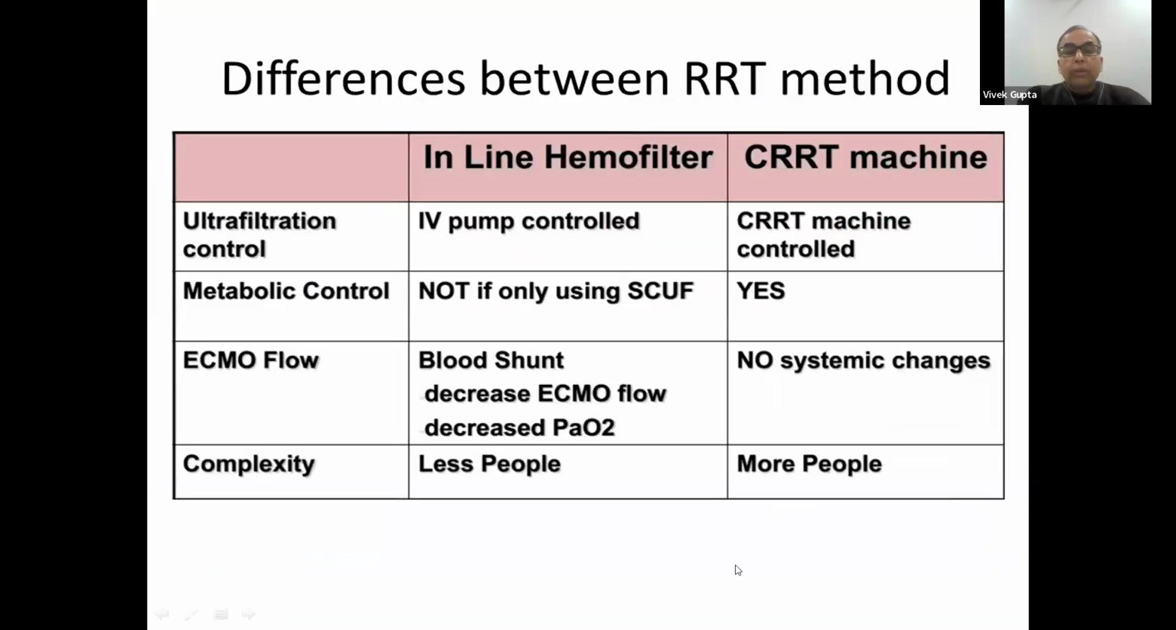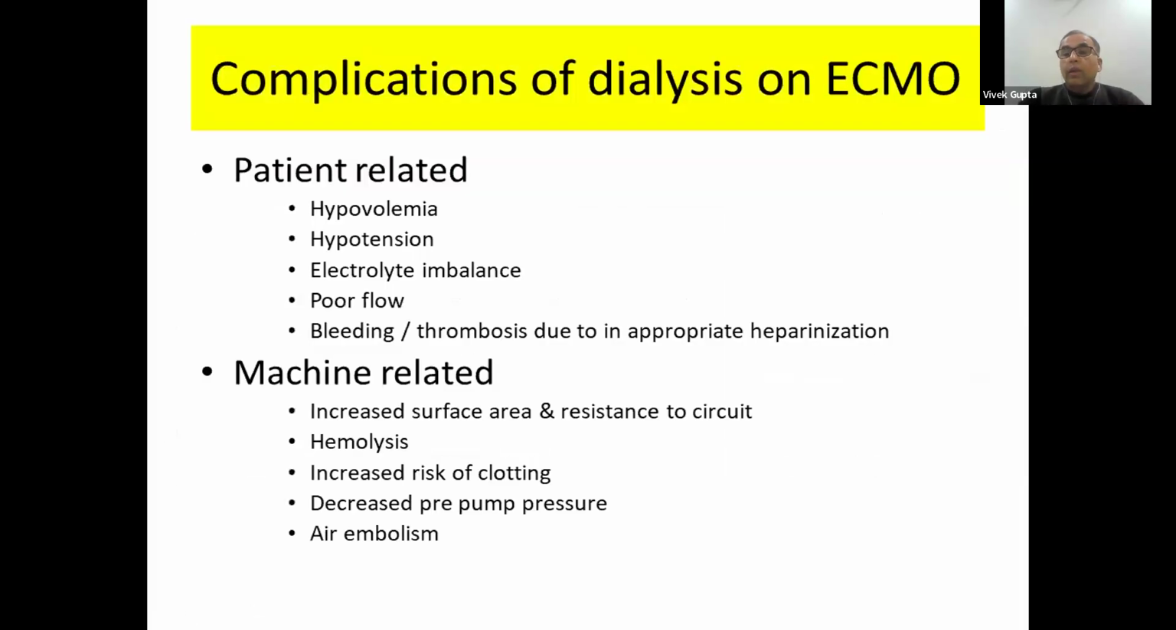Okay. So metabolic control is usually not possible if you are using it for the circuit, but in the CRRT machine it is possible. With ECMO flow, again, we are shunting the blood, so it will lead to a drop in oxygen, while there is no change during the CRRT machine. But you should be careful about the complications of dialysis, because these are associated with the various modalities, whether we are choosing CVVH, CVVHD, or CVVHDF.